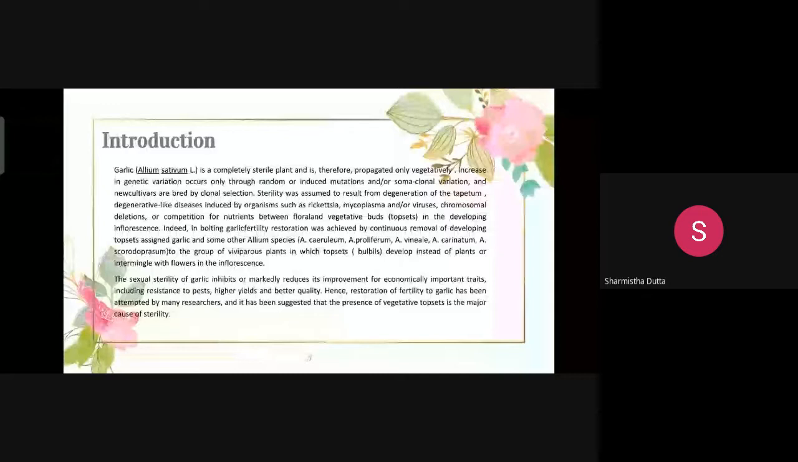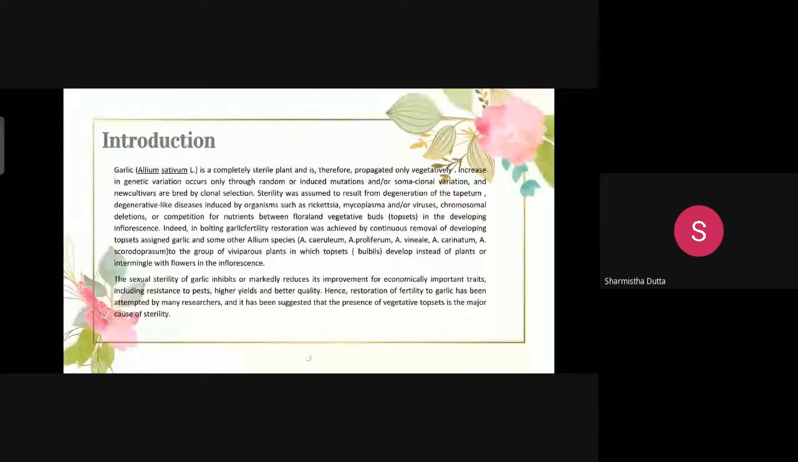Introduction. Garlic is a completely sterile plant and is therefore propagated only vegetatively. So, increase in genetic variation occurs only through random or induced mutations or by somaclonal variation, and new cultivars are bred by clonal selection. Sterility was assumed to result from degeneration of the tapetum, degenerative diseases induced by organisms such as rickettsia, mycoplasma, or viruses, chromosomal deletions, or competition for nutrients between floral and vegetative buds in the developing inflorescence. Indeed, in bolting garlic, fertility restoration was achieved by continuous removal of developing topsets, as in some other Allium species.